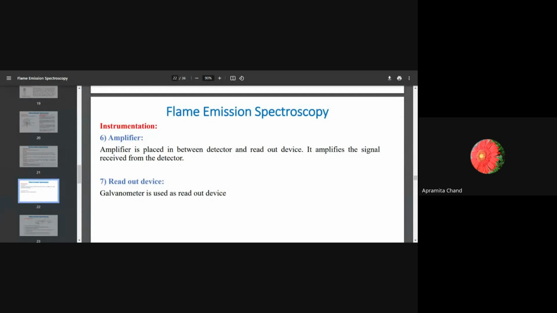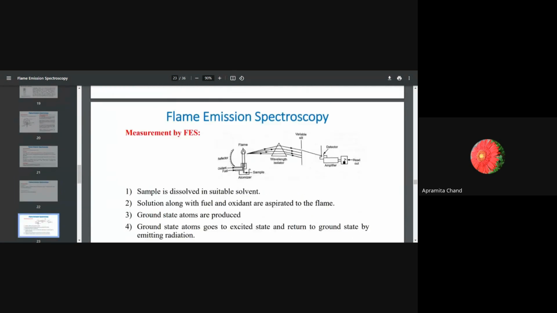In the readout device here, we saw in AAS how chart recorders and ammeters were used. Here, we are using a galvanometer.